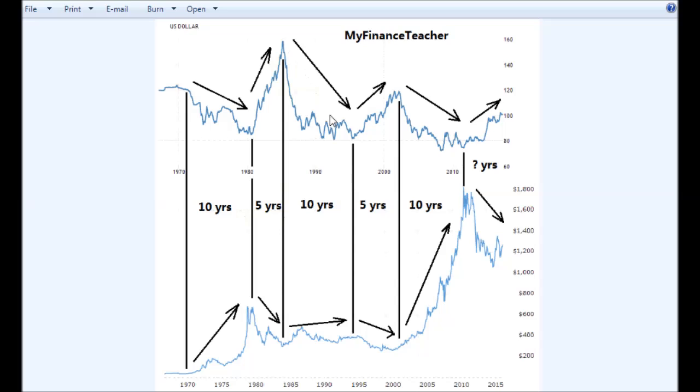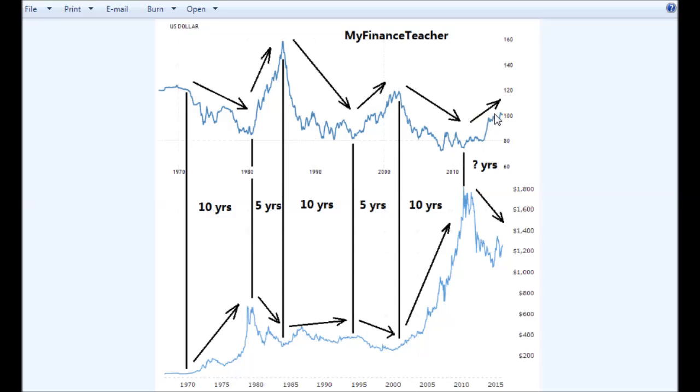After reaching the top, again it has been dropping for about 10 years into mid-90s, and after that it has been growing into early 2000s for another 5 years or so. And we've seen another bottom in the dollar value in around 2008. And since then, the dollar value has been growing.